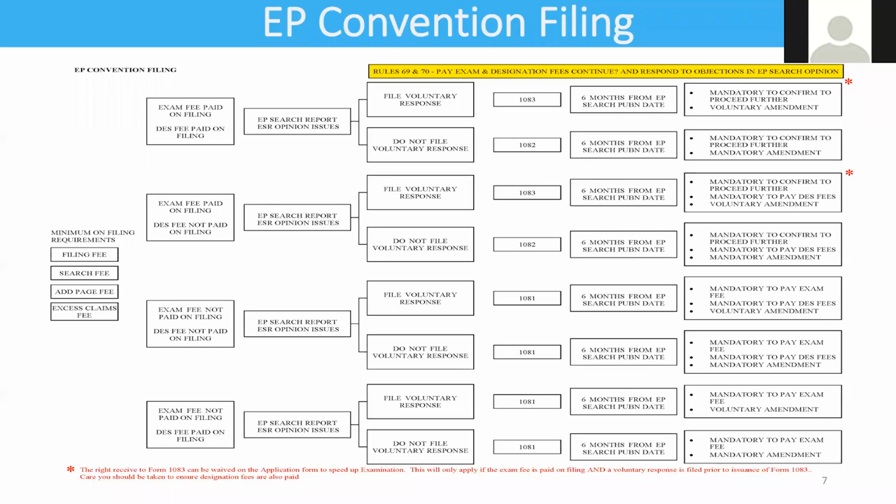Also, you'll see on the far right there's some red asterisks, and an important one to note is for the second scenario, so that second red asterisk, the lower one of the 2. In that scenario, the examination fee was paid at the time of filing, but the designation fees were not. To speed up the examination by waiving Rule 70, you should ensure that the designation fees are paid when you file the voluntary response.